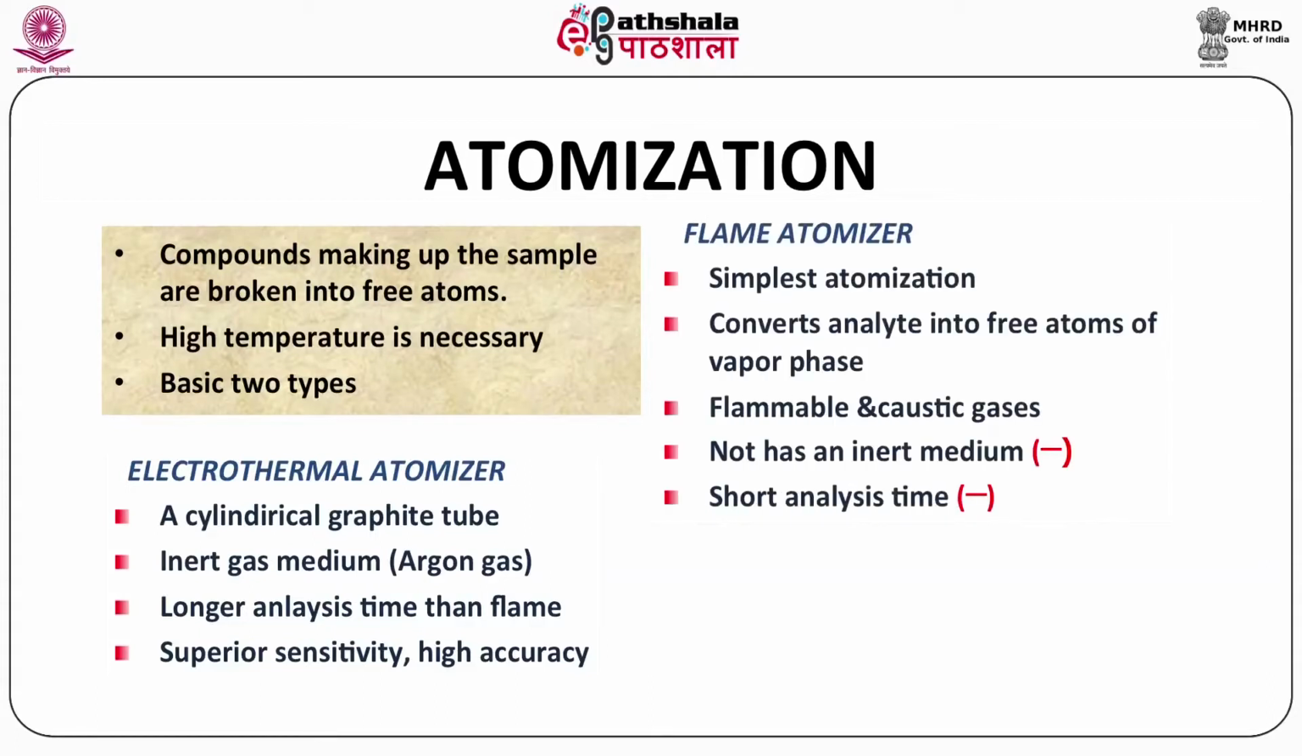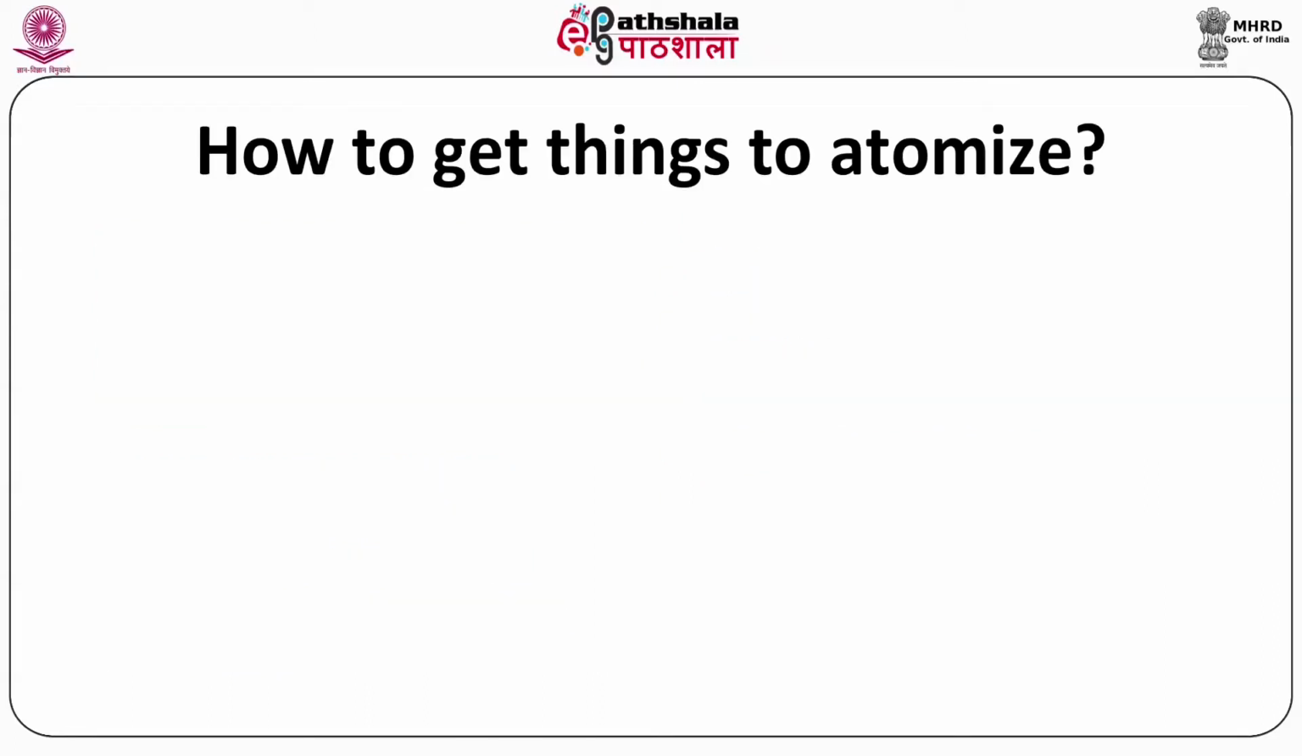The second one is the flame atomizer, which is the simplest atomizer, and converts the analyte into free atoms of the vapor phase. Flammable and combustible gases are used, not an inert medium, and the analysis time is short. Now we discuss how things atomize.